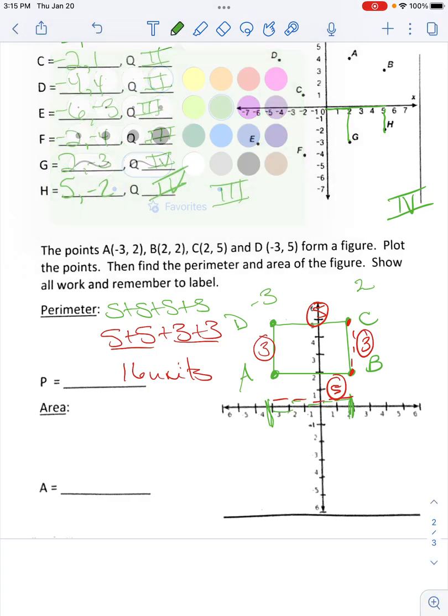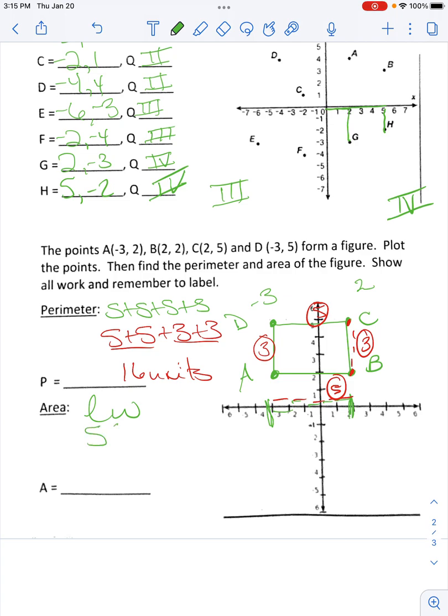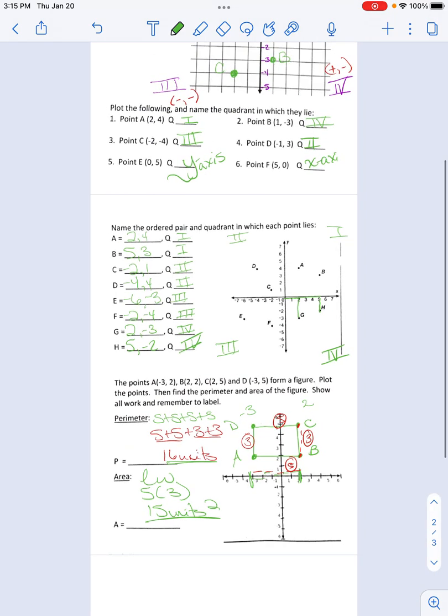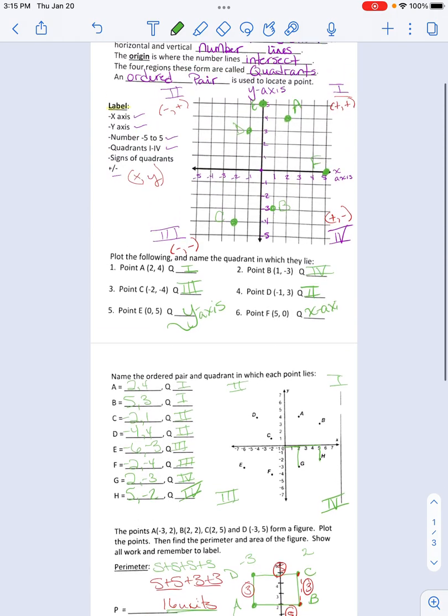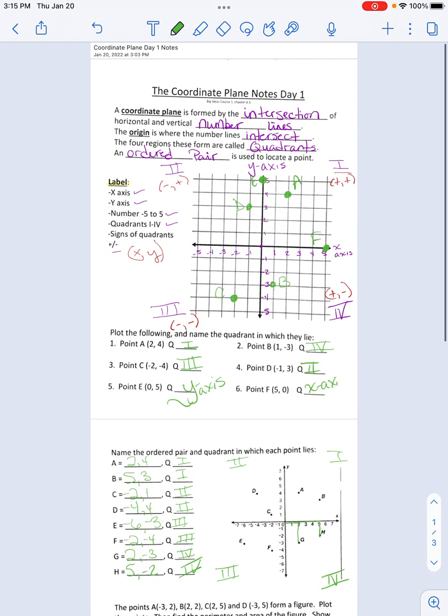Area, remember, is length times width, or base times height. 5 is the length and 3 is the width, so the area would be 15 units squared. Okay, if you need a little bit of review, go ahead and watch through those.